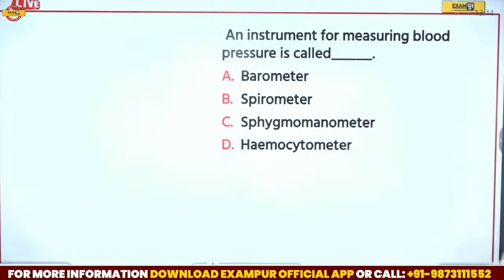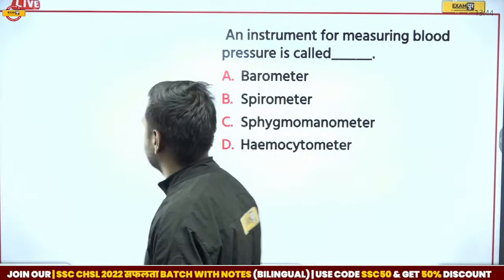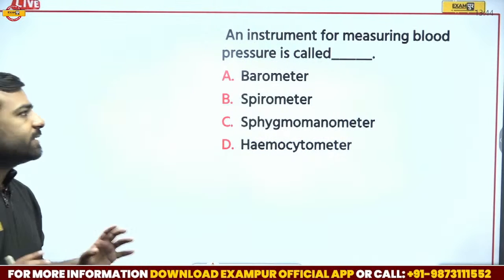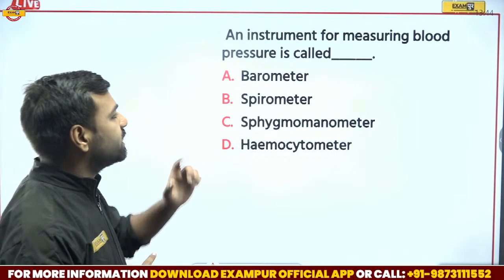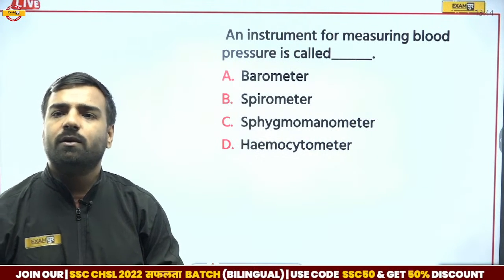Next we have, an instrument for measuring blood pressure is called what? Is it barometer, spirometer, sphygmomanometer, or hemocytometer? What do you think? What will be the correct answer? The question is, the instrument for measuring blood pressure is called what? What is the correct answer?